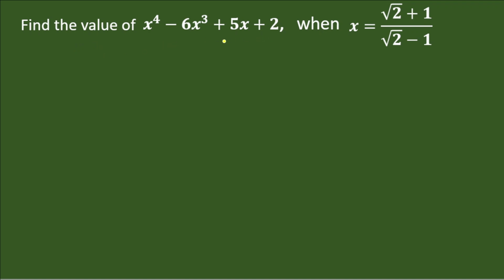Today in this video we'll solve this competitive problem of algebra. Here we have a polynomial equation. It is x raised to the power 4 minus 6x cubed plus 5x plus 2. We'll have to find the value of this term, and the value of x is given in radical form.